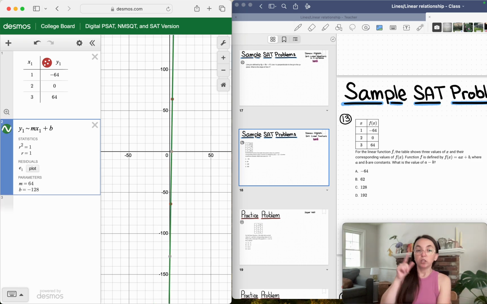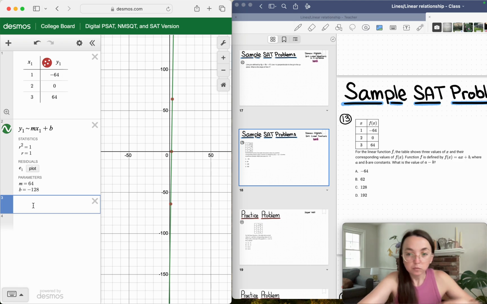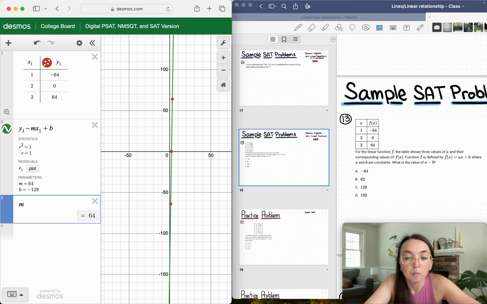So when we do the squiggle, it'll give us all this information about this situation, okay? The one that we care about is down here in the parameters. It will automatically calculate the slope for you and the y-intercept. So we have essentially what? A is 64 and B is negative 28. We have to minus those in the problem. So we can do M minus B and it gives us the answer.